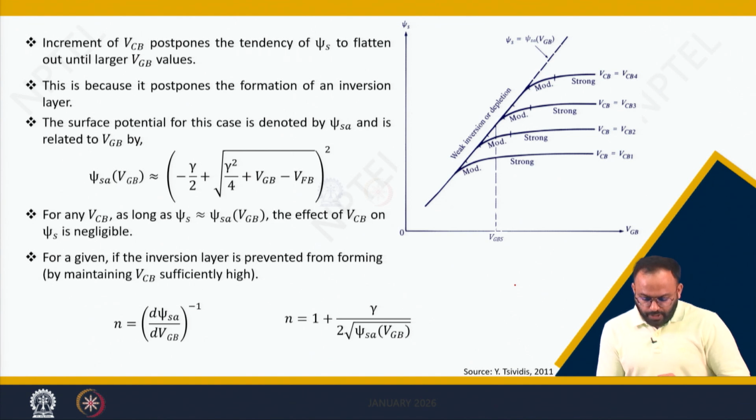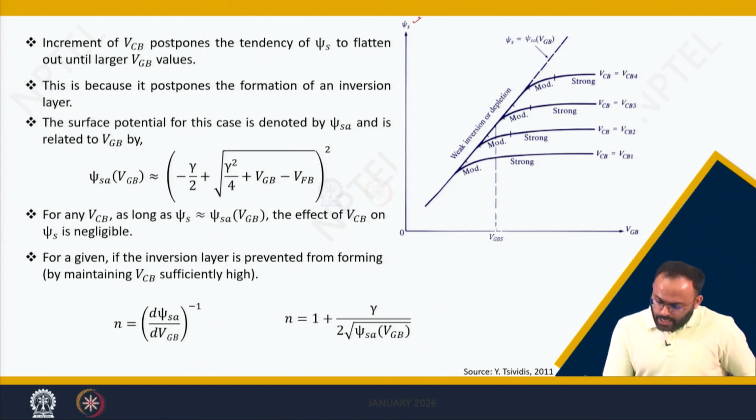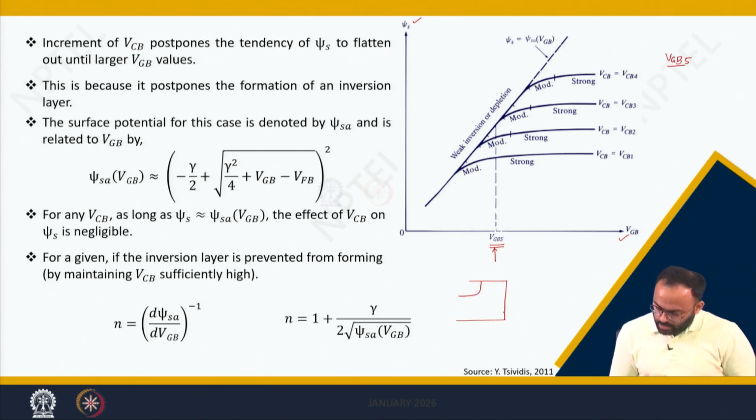The same thing we can observe in weak inversion. If you see this graph plotted between surface potential and VGB, let us consider we are plotting it for a fixed value of VGB. We termed it VGB5. You can take anything; we have just taken a random number, VGB5. So you have a 3-terminal structure like this, and here it is VCB and here it is VGB.